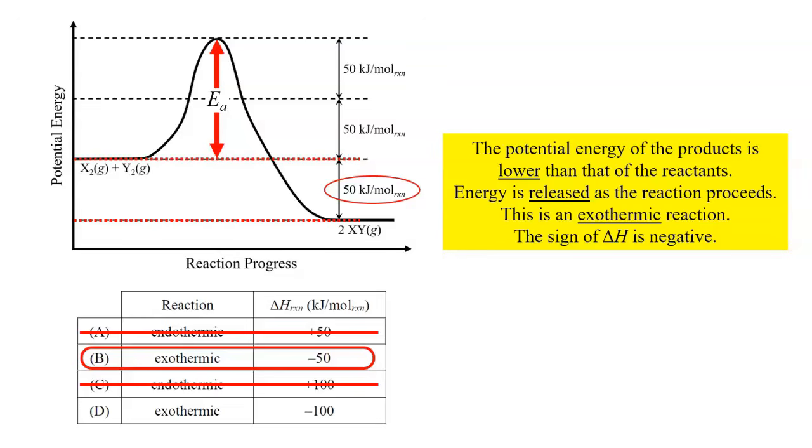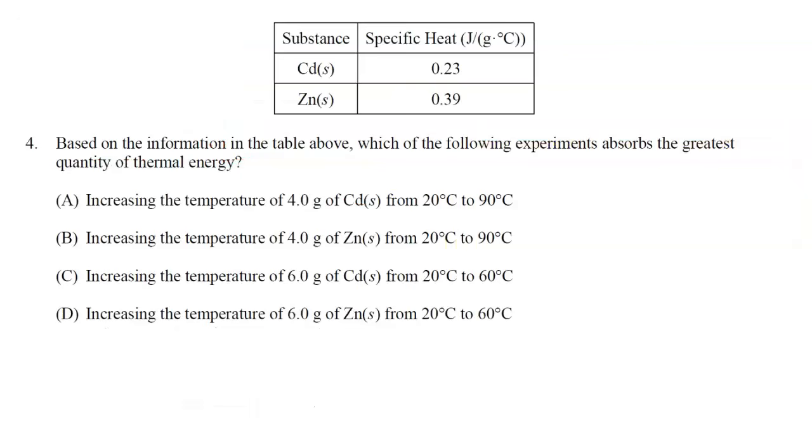Now let's take a look at question 4. In question 4, it says, based on the information in the table above, which of the following experiments absorbs the greatest quantity of thermal energy? So we are given the specific heat capacity for cadmium, which has the elemental symbol Cd, and for zinc, which has the elemental symbol Zn.